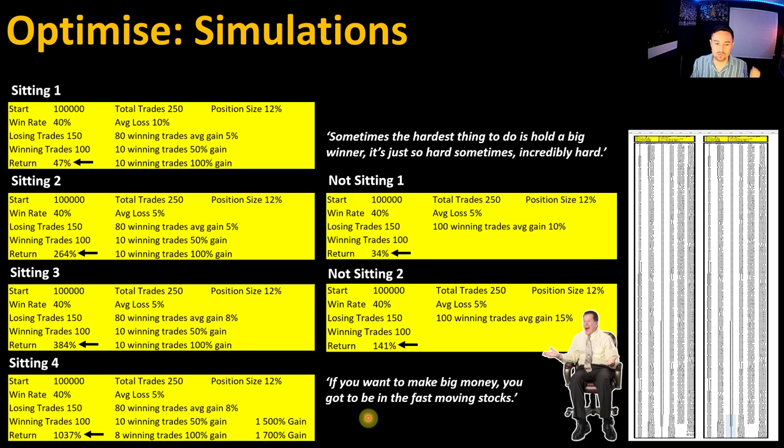I'm going to take you through some different scenarios here. We've got sitting one, sitting two, sitting three, and sitting four. The starting account balance is 100 grand. There are 250 trades, and these metrics do not change. The position size is 12% of total account equity. That's not the risk, that's the position. So with 100 grand, you're putting 12 grand into the setup, and it compounds on top of that. Your win rate is 40%, which out of your 250 trades means 150 losing trades and 100 winning trades.